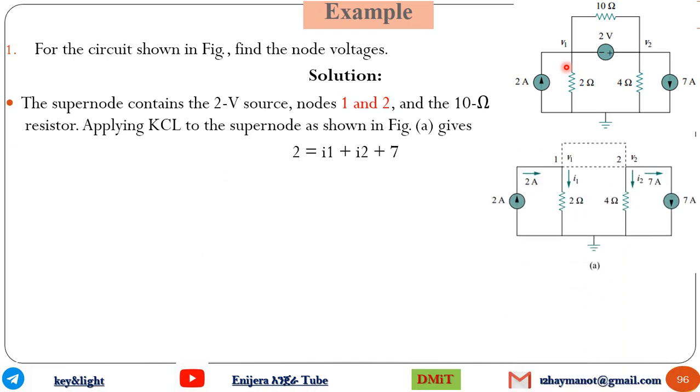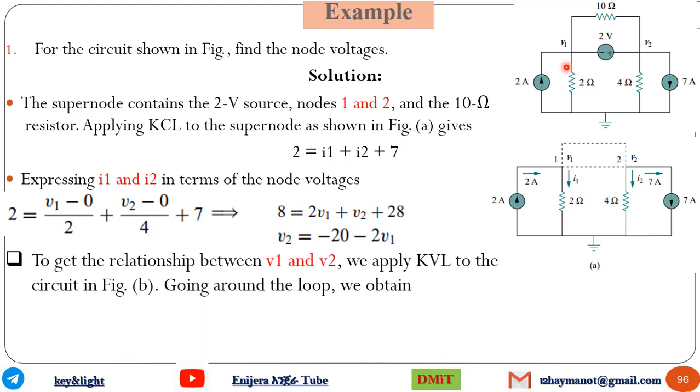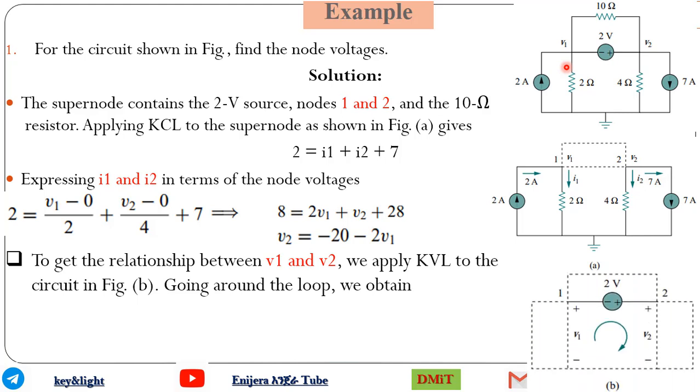The supernode contains two voltage sources, node 1 and 2, and the 10 ohm resistor. Apply KCL to the supernode. Then to get the relationship between V1 and V2, we apply KVL to the circuit going around the loop. We obtain this one.